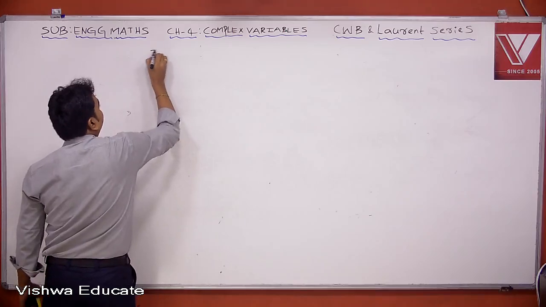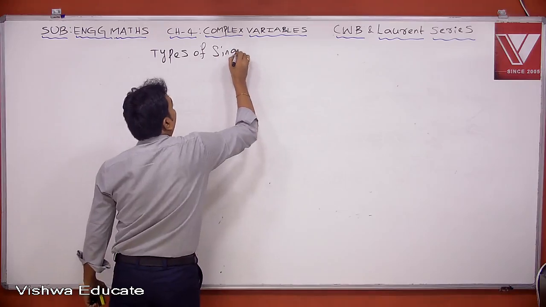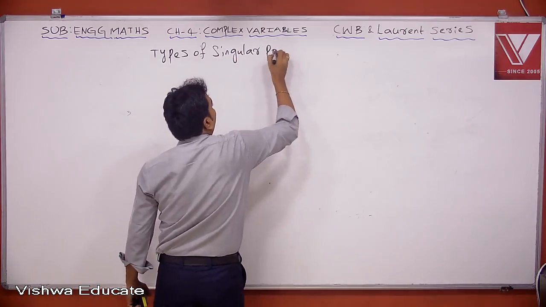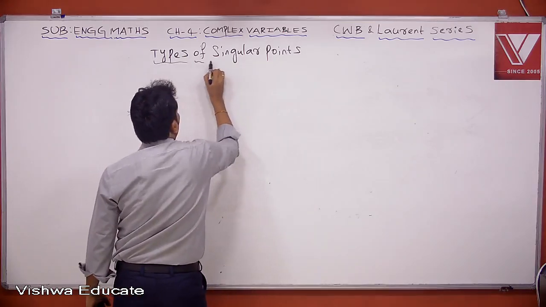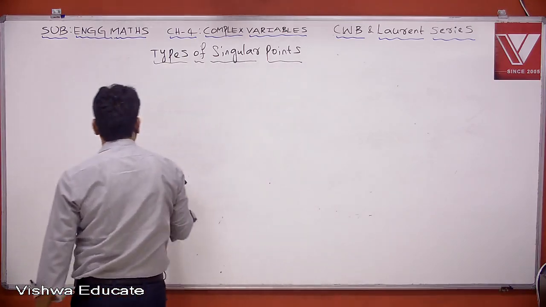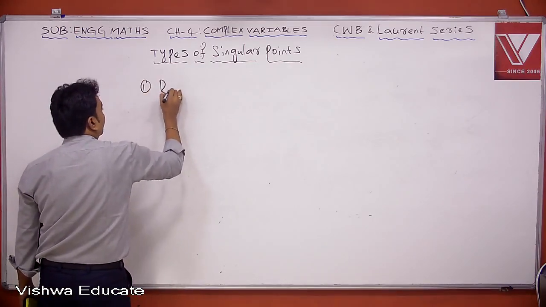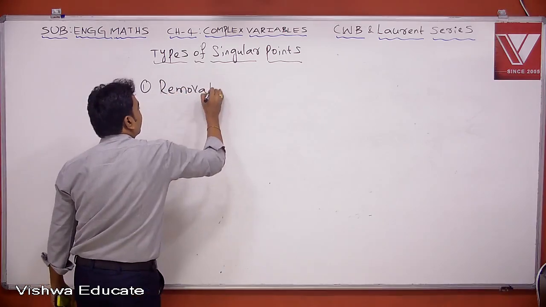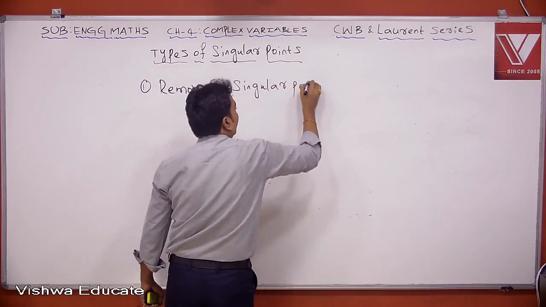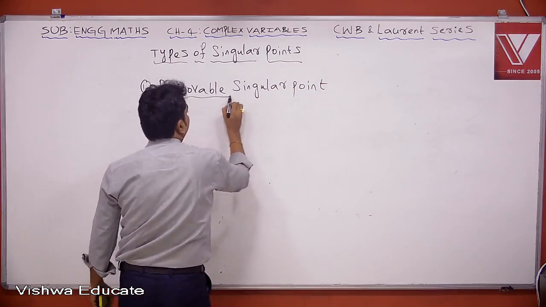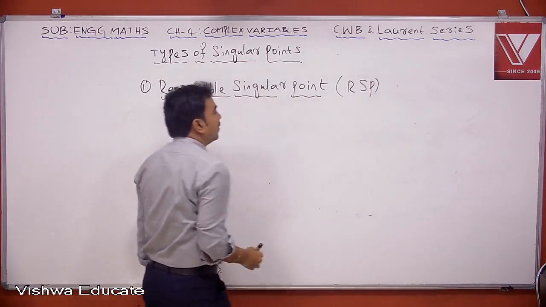Next concept, types of singular points. We have three types of singular points. Let me discuss one by one. The first category is removable singular point. Shortly we call it as RSP. Removable singular point. Let us see.